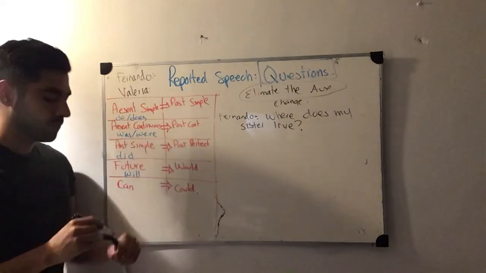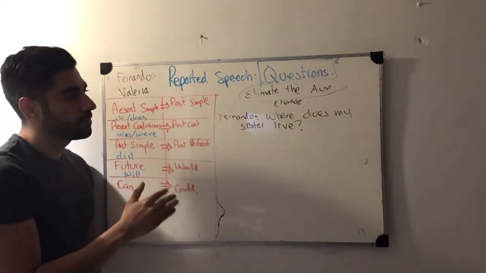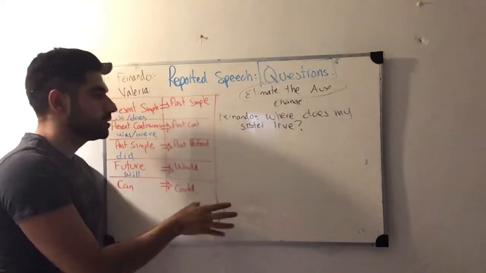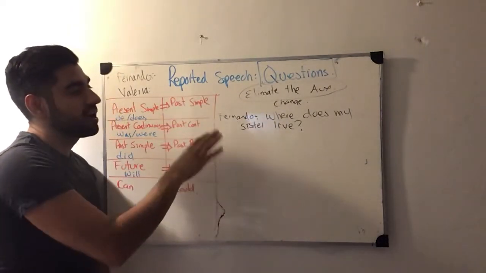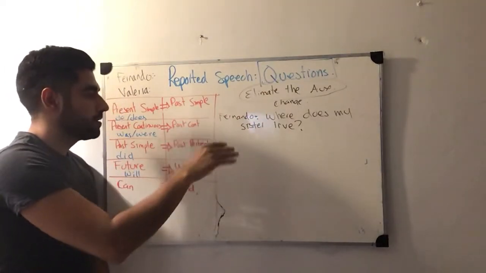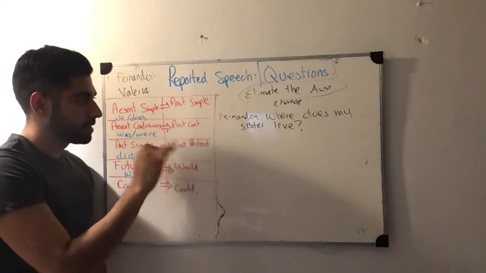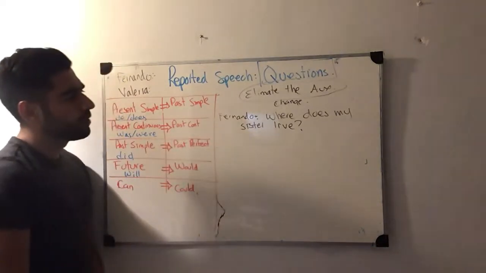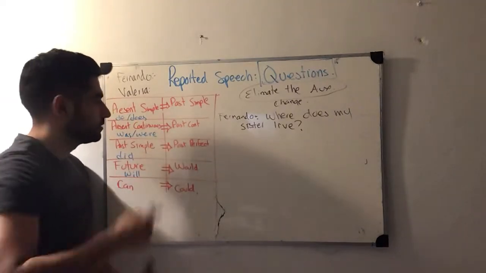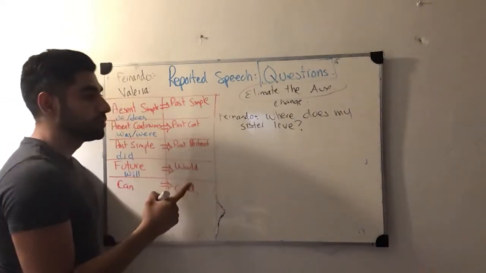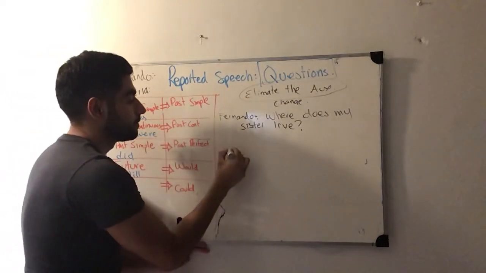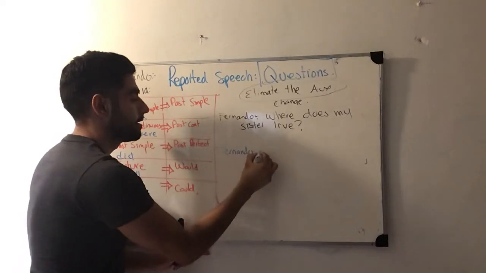In that case, we have a question, and what do we have to do when we have a question? First of all, we have to eliminate the auxiliary when we change it into the reported way, and in some cases we have to change the position of it, but do not worry, I'll be explaining step by step, okay? So in this case we have Fernando: where does my sister live? He doesn't know, I mean, probably he doesn't know. Whatever, just an example. So in this case, we don't have to use Fernando said that or Fernando told me that. In this case it will be Fernando asked.